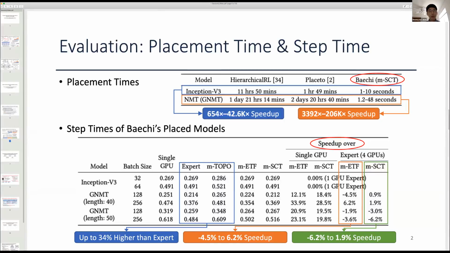The bottom table shows the average step times of the ML models placed by our Betchy system. mtopo's placement shows up to 34% higher step times than the expert placement, and METF's placement shows minus 4.5% to 6.2% speed up, and MSCT shows minus 6.2% to 1.9% speed up.